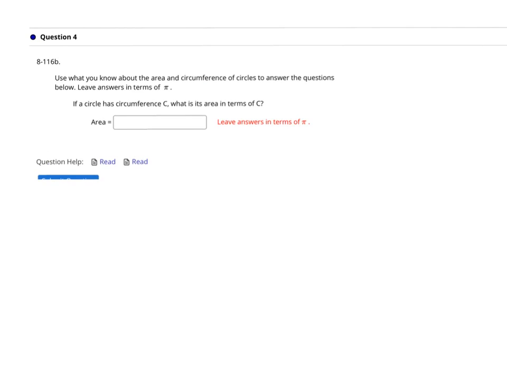We know that the circumference is equal to 2 times pi times the radius. We know that the area is equal to pi times the radius squared. So in my circumference equation, I'm going to solve that for the radius. I do that by dividing by 2 pi and dividing by 2 pi. That means that r is equal to c over 2 pi.